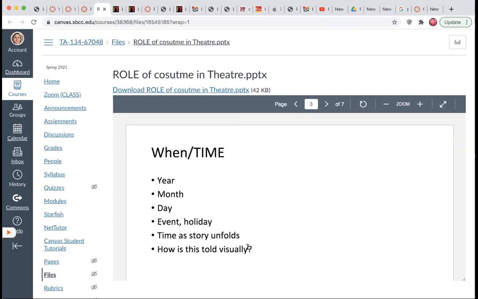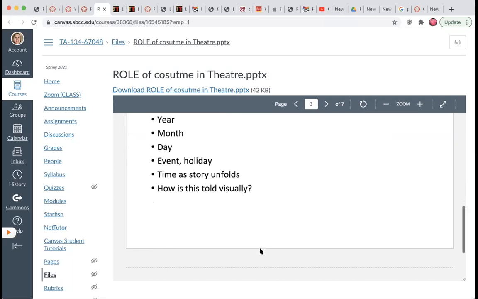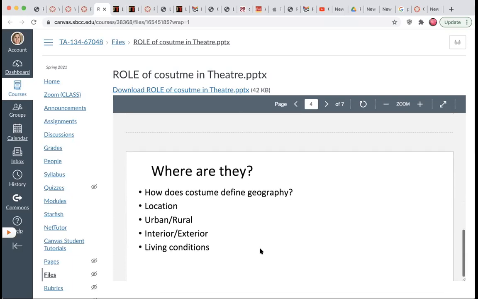And how are we going to tell this visually? That's a question for the director: how important is it for the audience to know it's Christmas Eve? Is something happening in the play where Christmas Eve is kind of important, like a present gets delivered and it's kind of misunderstood, and other things like that? Where are they?